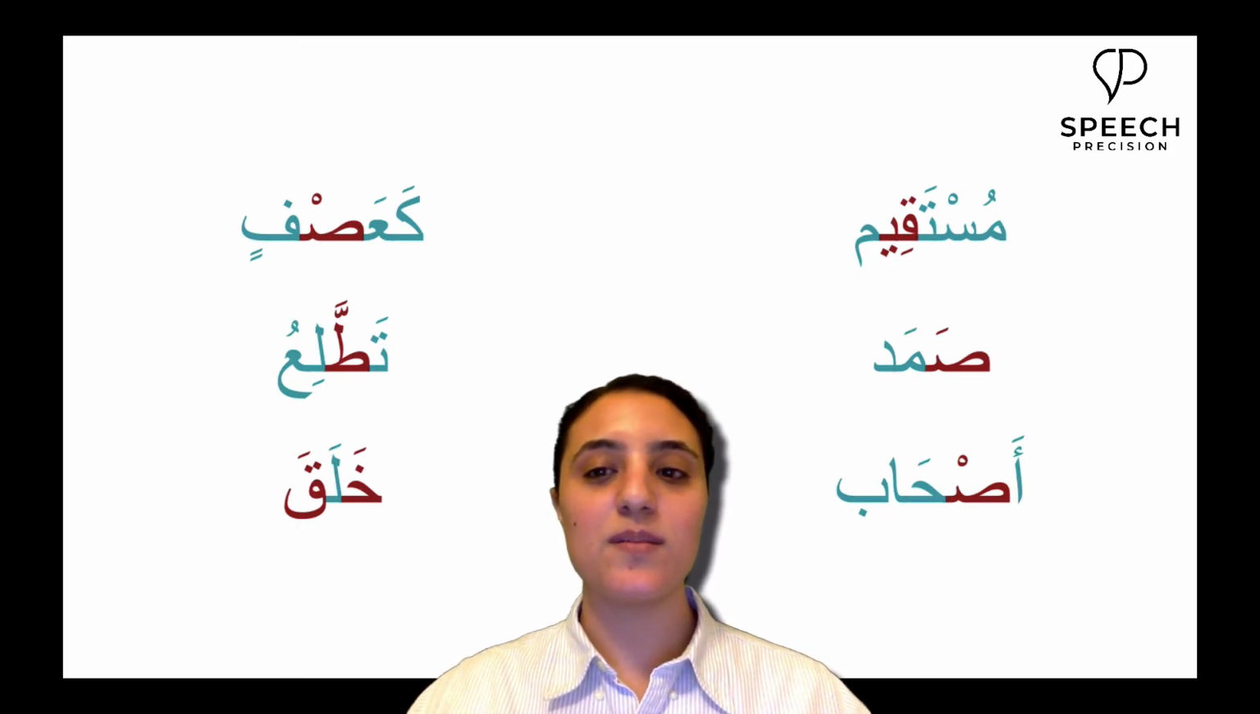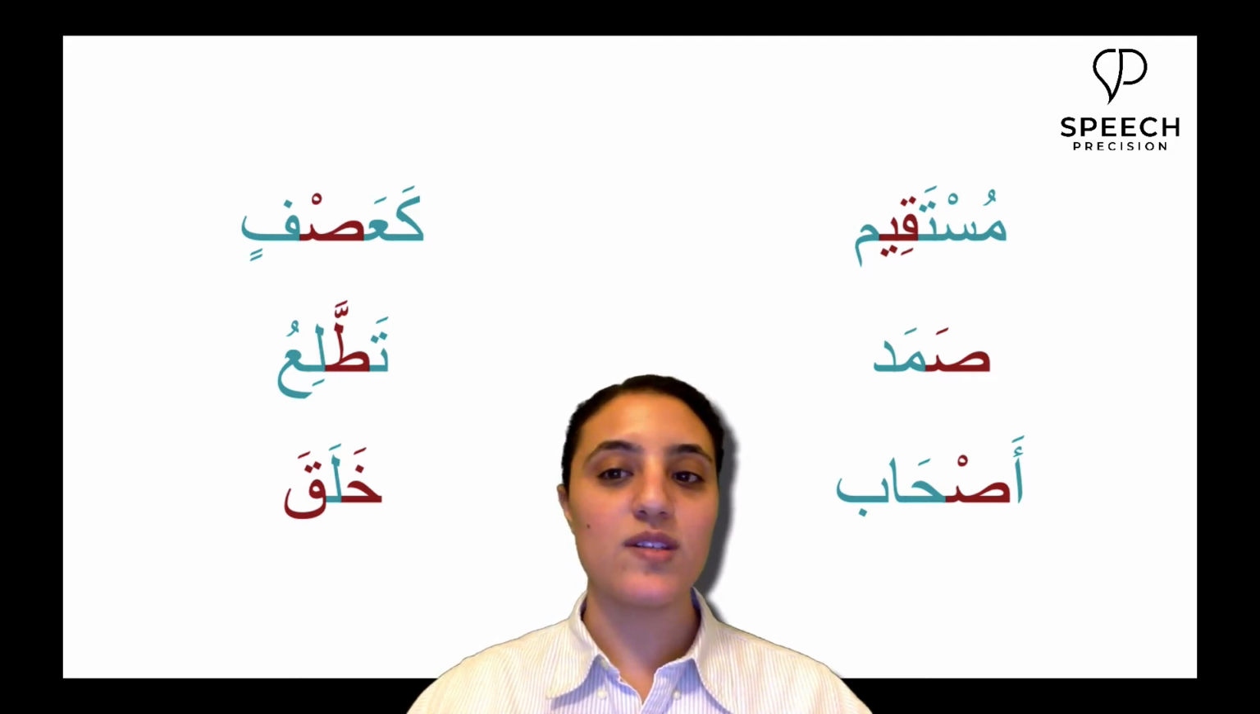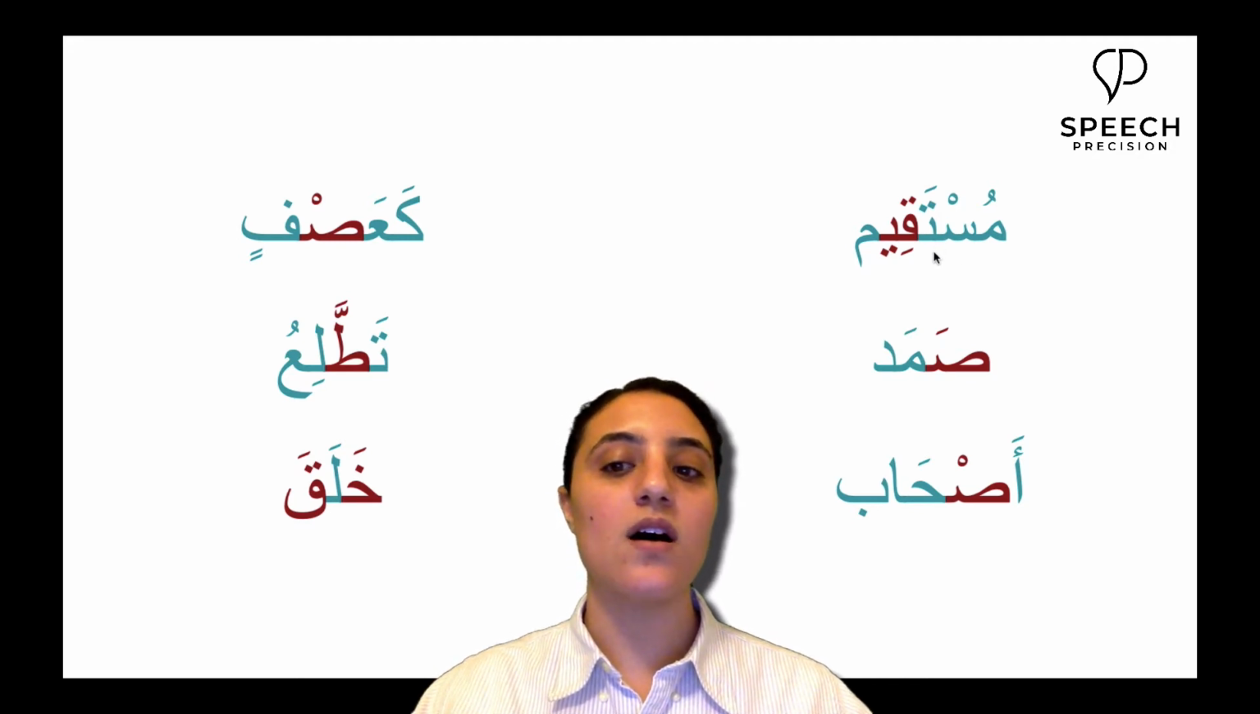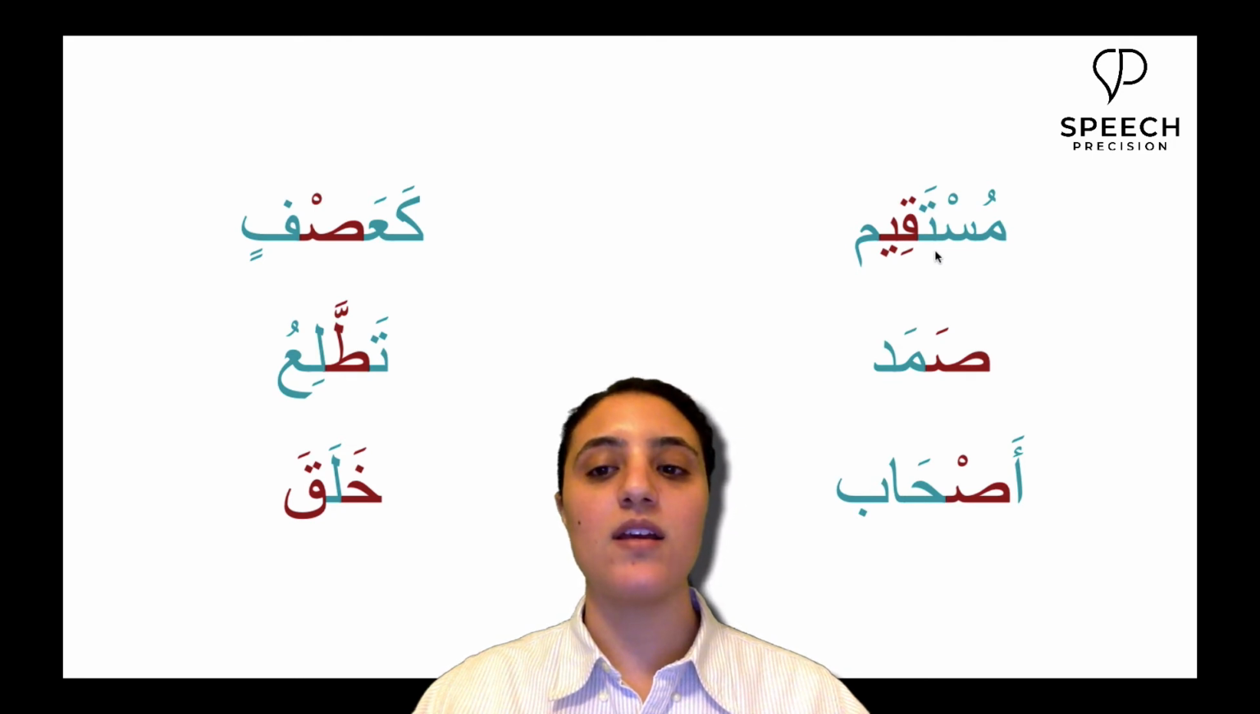So let's do some practice words from the Quran. The first word we say all the time because it's in the Fatiha, and that's mustaqim. Mustaqim. We want to make sure to keep this ta light. The tendency is to say something like mustaqim, ta, ta. Keep the ta light. Mustaqim.